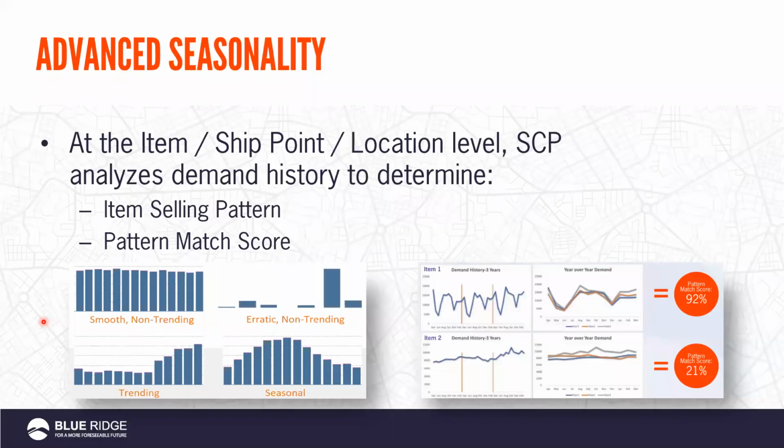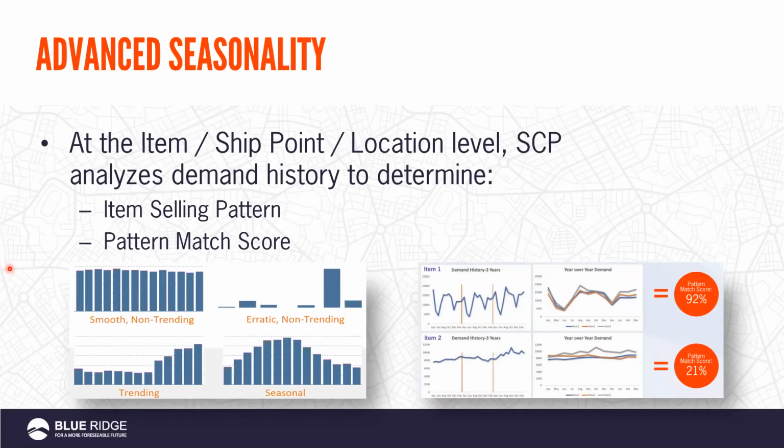And we're going to look at this at the individual item ship point location level to determine what we call the item selling pattern. And this is really just a fancy way to say, is the item even seasonal? Back when we first started the session, I mentioned that a seasonal item has a non-flat demand pattern and peaks and valleys at the same time year over year. Think about those air filters I mentioned. We sold them year round, but we saw massive mountains every fall and every spring. So again, that first step is, is the item even seasonal?